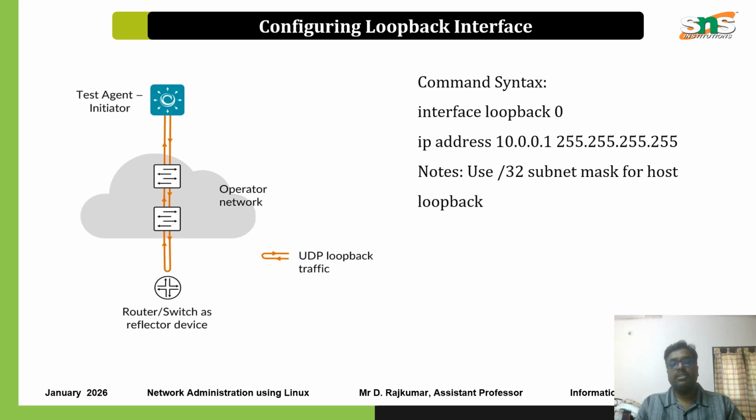The configuration of the loopback address is done by a command. The command is interface loopback 0. It uses the 32 subnet mask for the host loopback, that is, 255 in all four places. The IP address for the loopback interface will be 10.0.0.1.